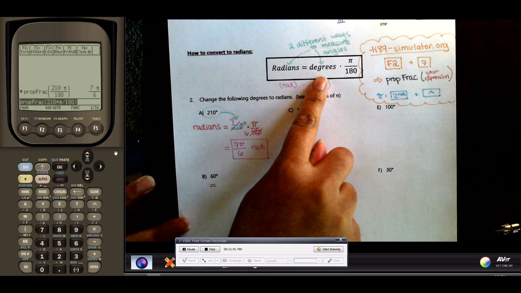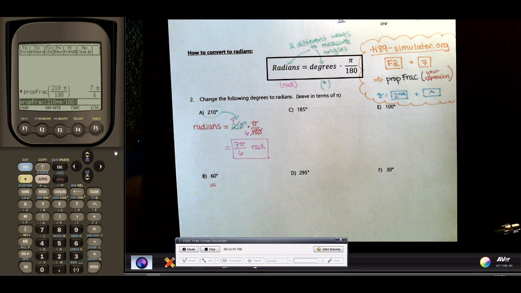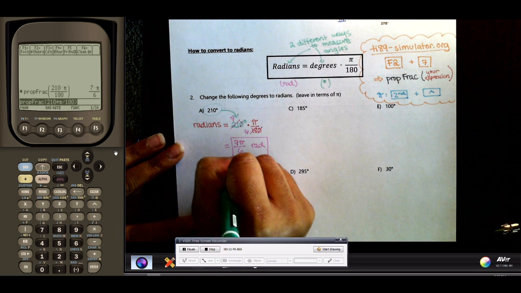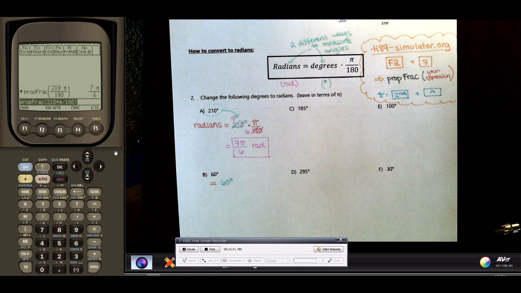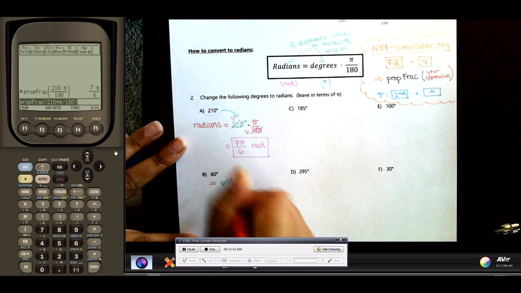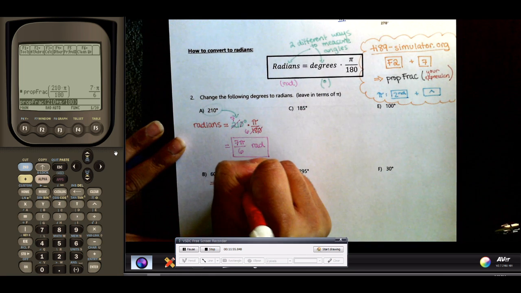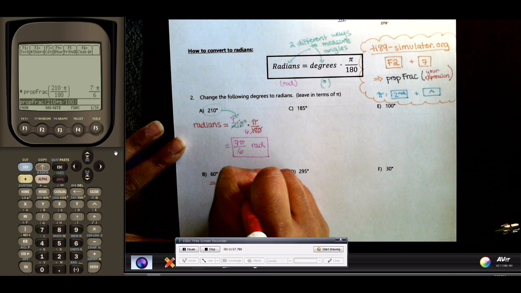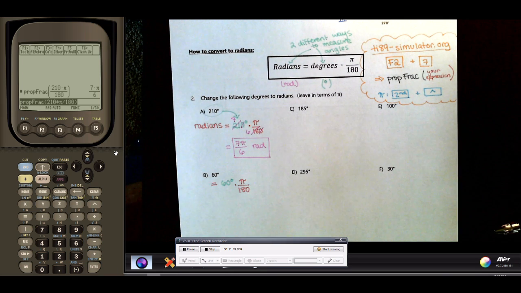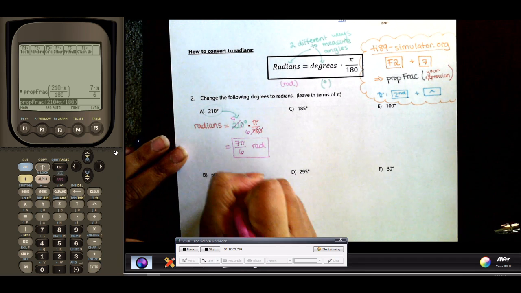We're going to say radians equals degrees. The degrees is 60 degrees, right? We're just going to plug that in. All right. Times, bring over the rest of our formula, right? And then from here, we're just going to simplify, right? Again, you can do this on a calculator. I'll show you that in a second. But you can also do this by hand.